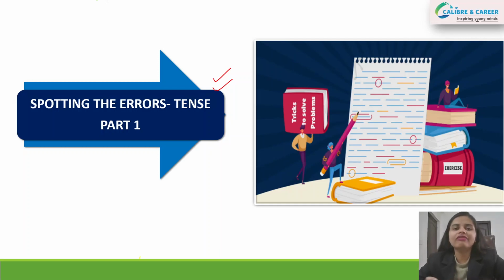That's why I have bifurcated this in two parts. In the first part, we will discuss all the types of tense with respect to simple and continuous, and in the next part we will talk about perfect and perfect continuous. Alright, so without any further delay, let's begin with the video.